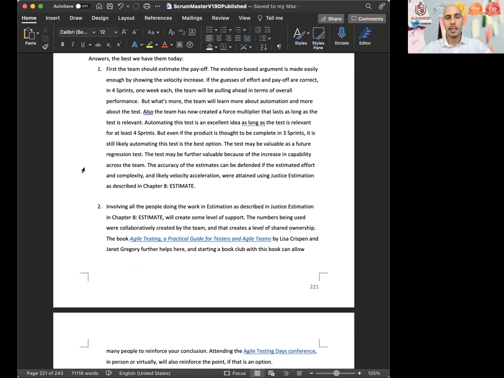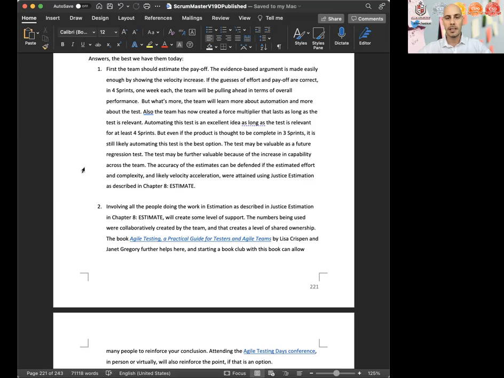1, first, the team should estimate the payoff. The evidence-based argument is made easily enough by showing the velocity increase. If the guesses of effort and payoff are correct, in 4 sprints, 1 week each, the team will be pulling ahead in terms of overall performance. But what's more, the team will learn more about automation and more about the test. Also, the team has now created a force multiplier that lasts as long as the test is relevant. Automating this test is an excellent idea as long as the test is relevant for at least 4 sprints.